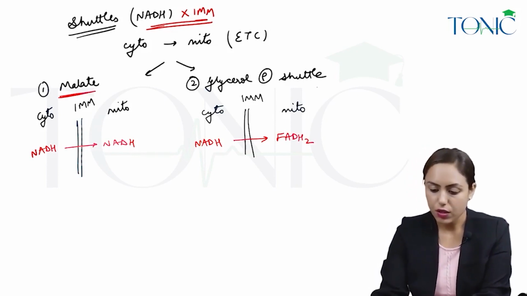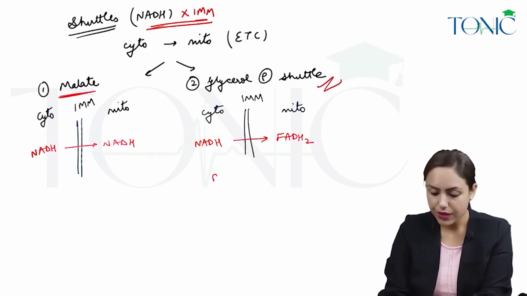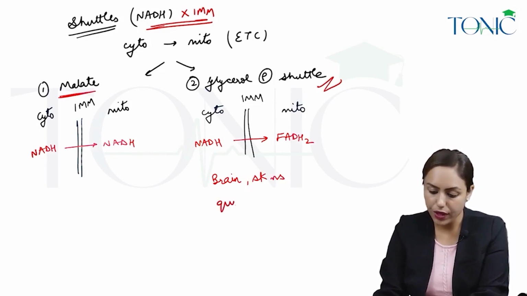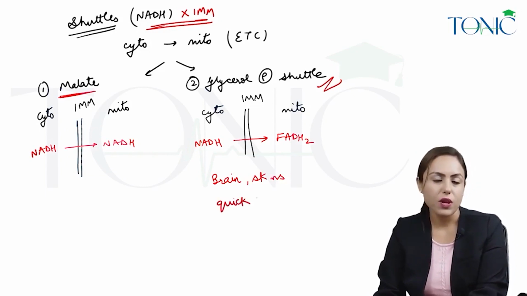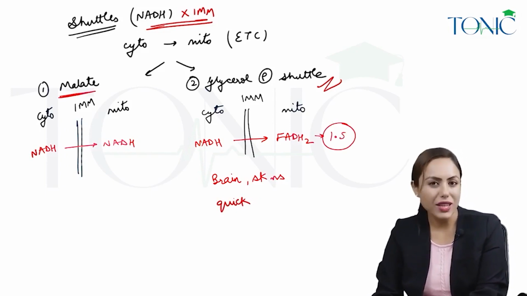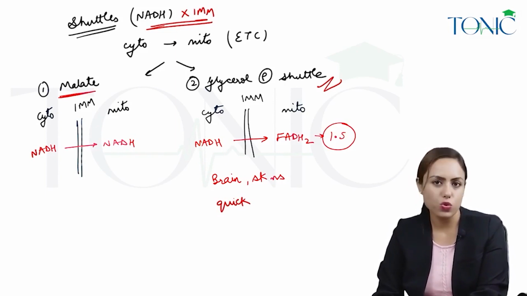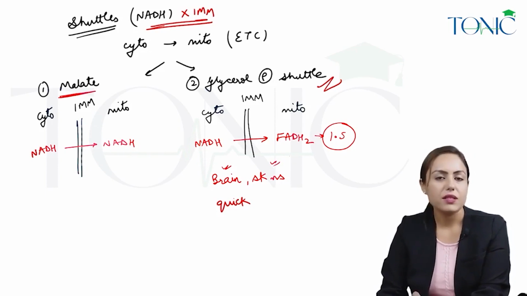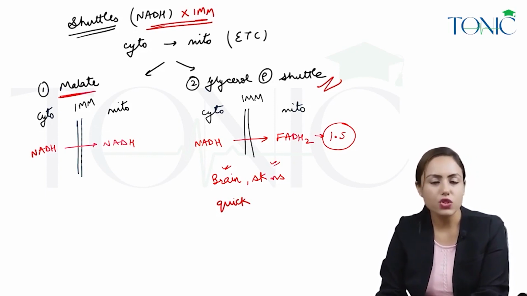And this shuttle, the glycerol phosphate shuttle, is present in the brain and skeletal muscles because this shuttle is quick in supply of ATP. Although it is giving less ATP, obviously FADH2 will give 1.5 ATP. Although less ATP, it's a quick source of ATP which is required in the brain and skeletal muscles. Skeletal muscles are used in the fight and flight response, and the brain also requires a quick supply of energy. That's why this shuttle is present here.